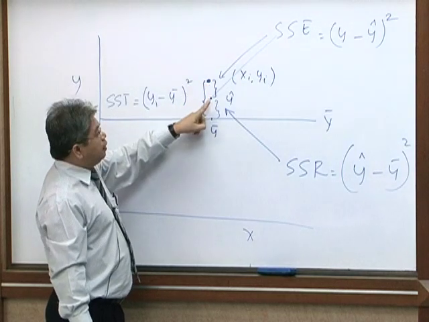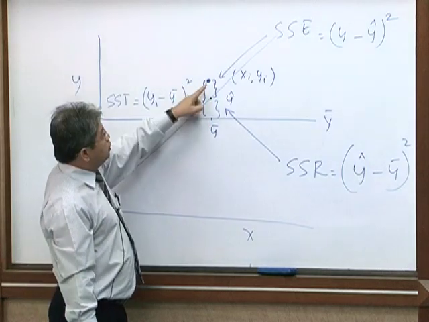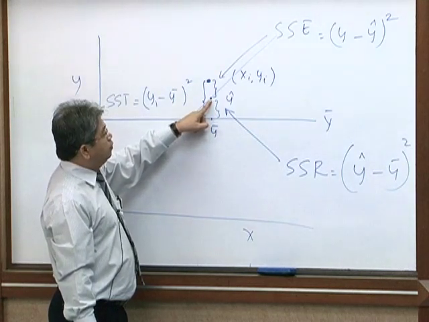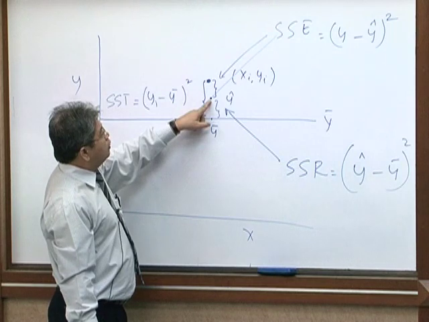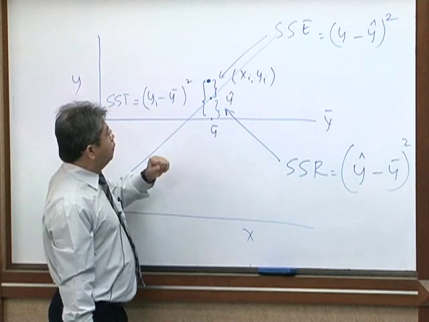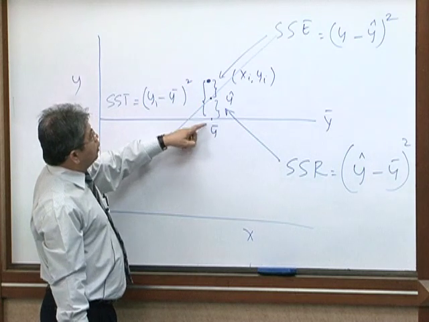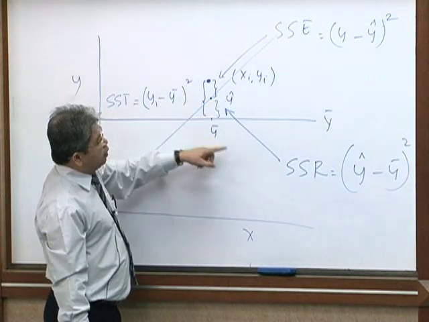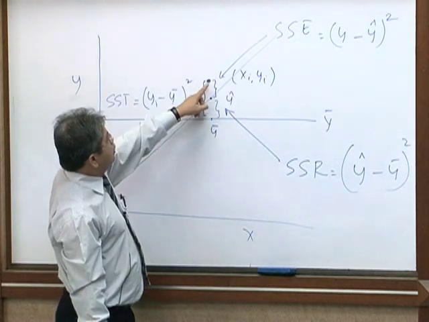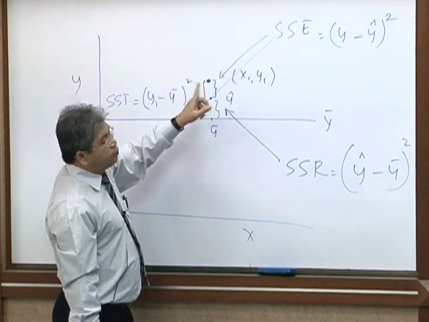If this point is exactly on the line, the error will be 0, right? If this point is exactly on the line, meaning that we had 100% correlation, then SSE equals 0, there's no error term. So the total error is this, y minus y bar. This is the error explained by the regression line, y hat minus y bar squared. And this is unexplained by the line, the error y minus y hat.